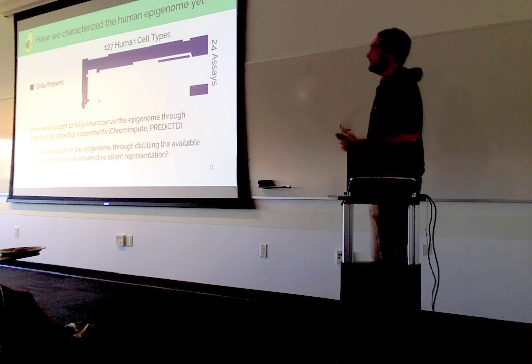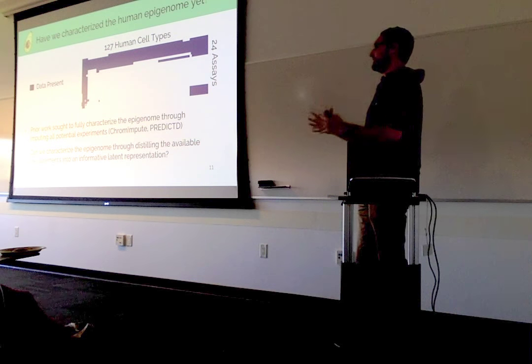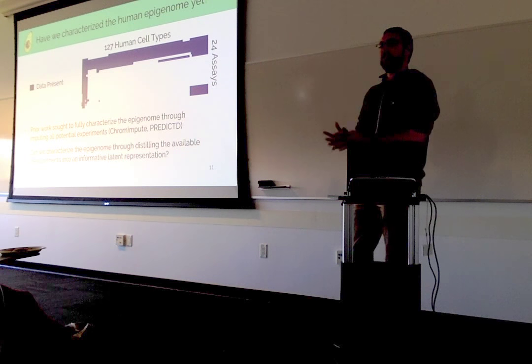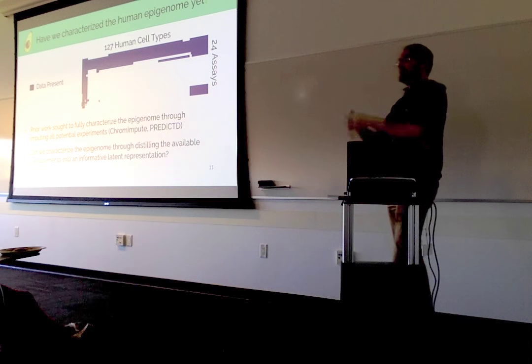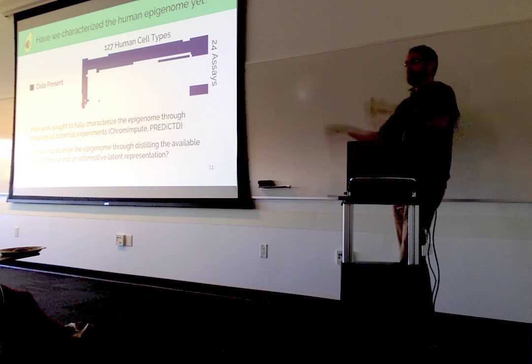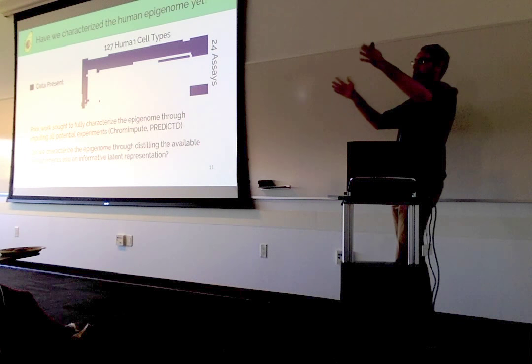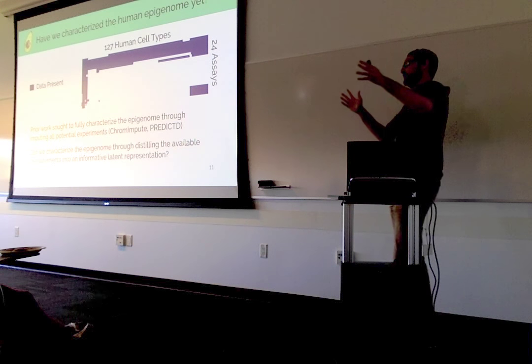And so this can be viewed as trying to distill the information that we have into a more informative representation, saying something like, hey, this is a gene, versus saying, hey, marks that are associated with gene transcription are active and marks not associated with gene transcription aren't.